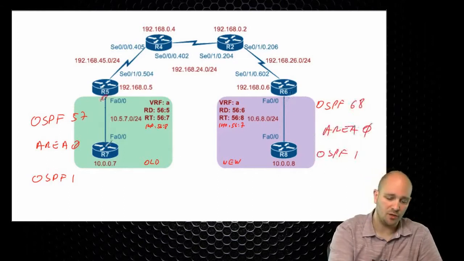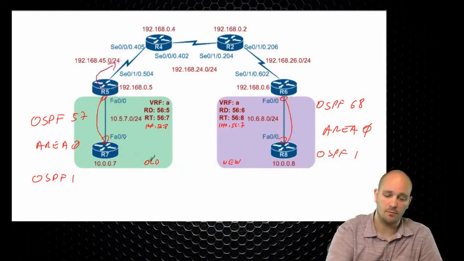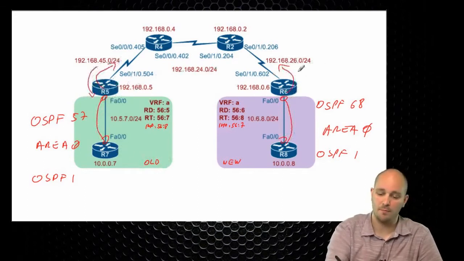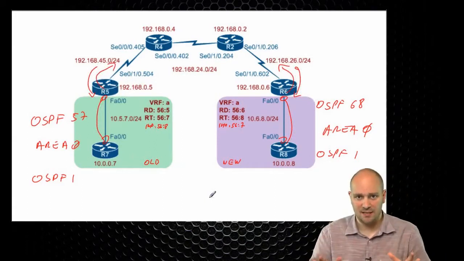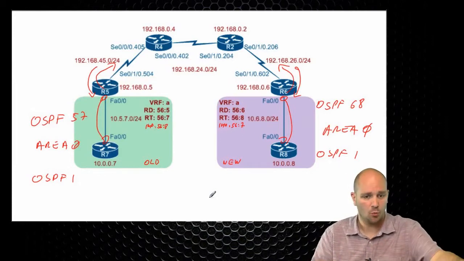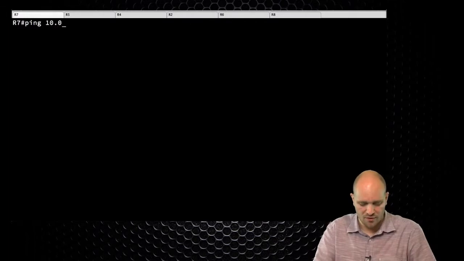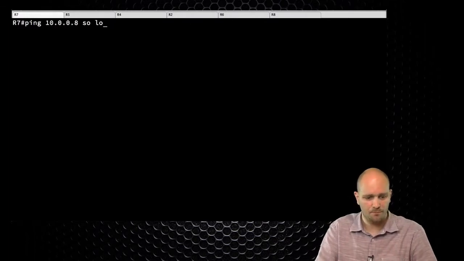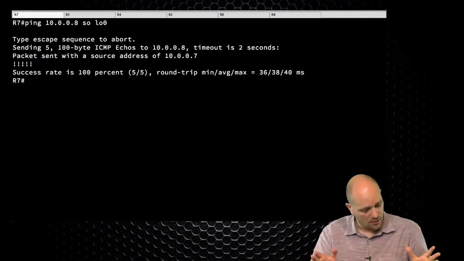So I have configured that between these interfaces here, and I have also redistributed OSPF into MPBGP, and I have redistributed from MPBGP into OSPF. So this is the setup that we have right now. So let's take a look if this actually works. So I'm going to go to R7, and I'm going to run a very simple ping, source loopback 0, and I can ping from R7 to R8. This is no big deal.